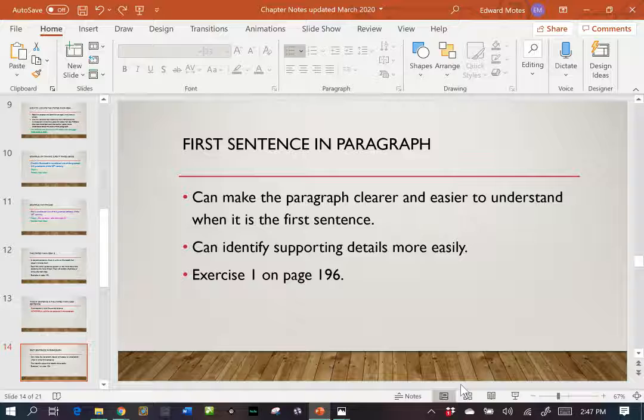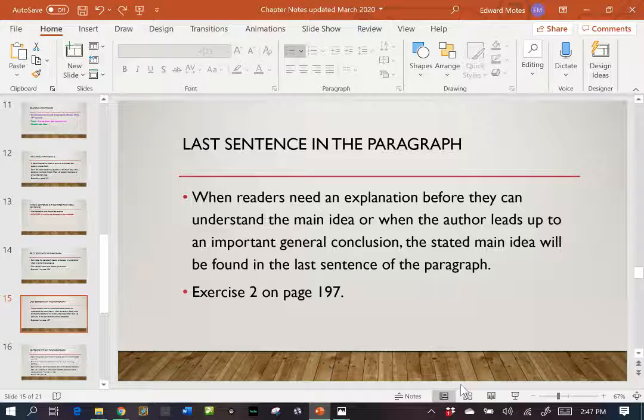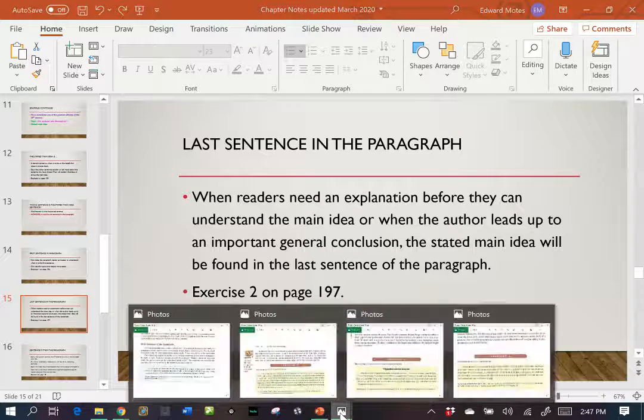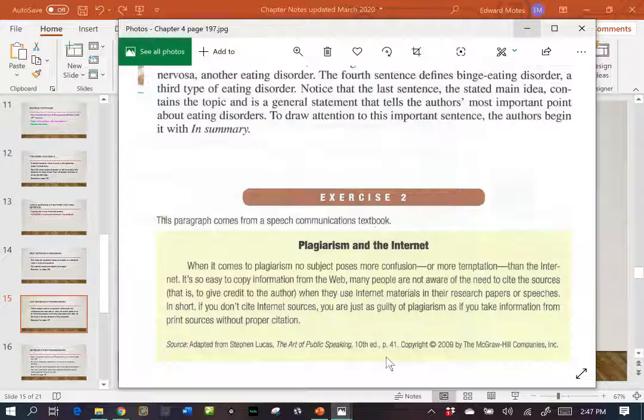Okay, so we just looked at when it's the first sentence in the paragraph, we find our stated main idea. But remember, it could be the last sentence in the paragraph that's our stated main idea. That's when readers need an explanation before they can understand the main idea or when the author leads up to an important general conclusion. The stated main idea will be found in the last sentence. So let's take a look at exercise 2 on page 197.